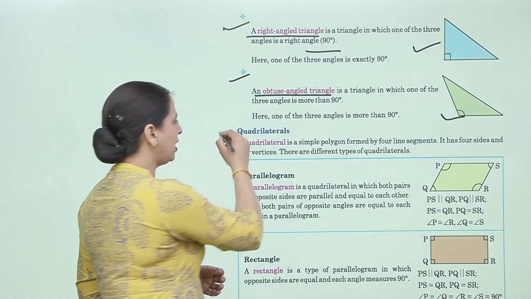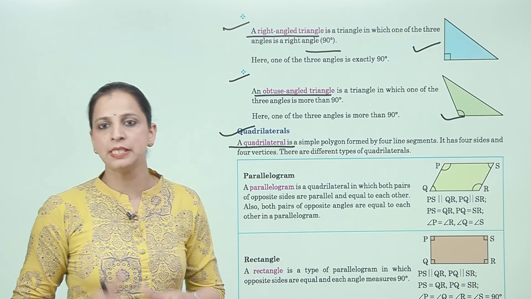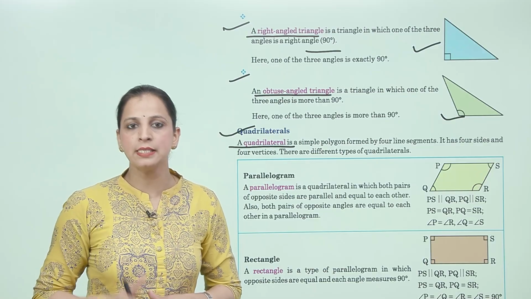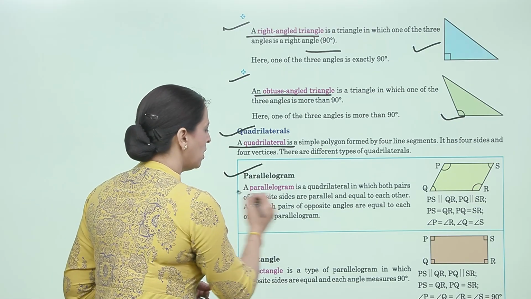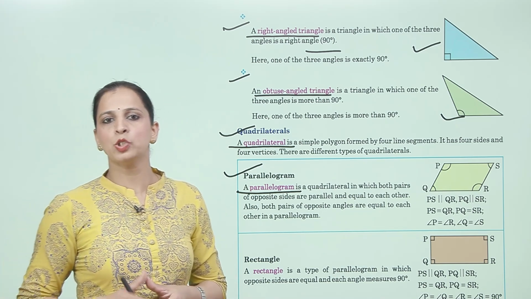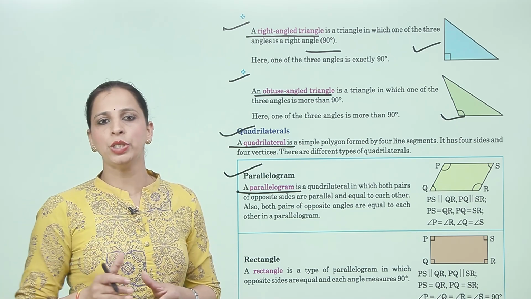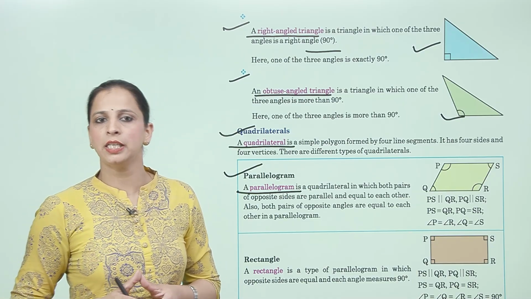Now next is quadrilateral. A quadrilateral is a simple polygon formed by 4 line segments. It has 4 sides and 4 vertices. There are different types of quadrilaterals. Now first is parallelogram. A parallelogram is a quadrilateral in which both pairs of opposite sides are parallel and equal to each other. Also both pairs of opposite angles are equal to each other in a parallelogram.